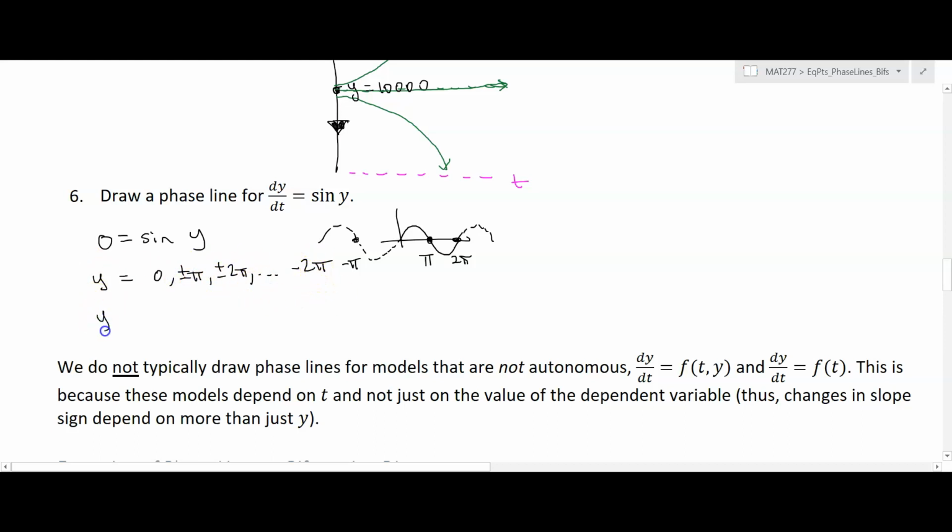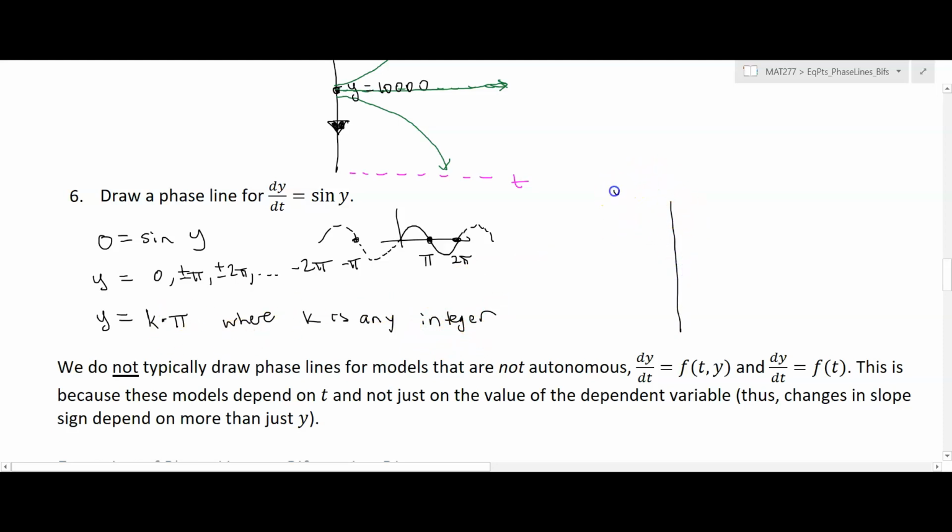Sometimes you'll see people write it like this: y equals k times pi, where k is any integer. So that's plus or minus 1, plus or minus 2, 0, plus or minus 3, plus or minus 4, etc. But how do you draw a phase line for this?